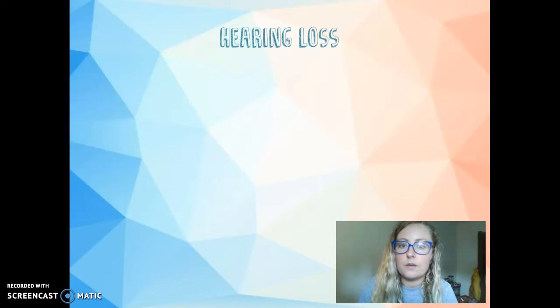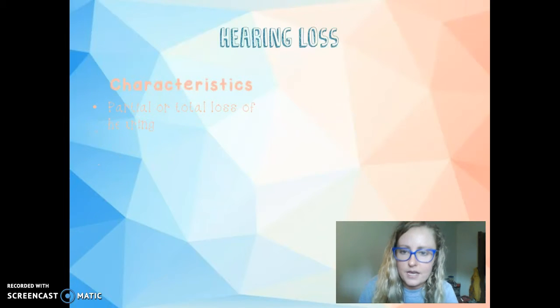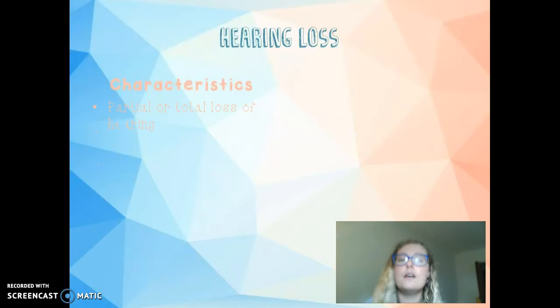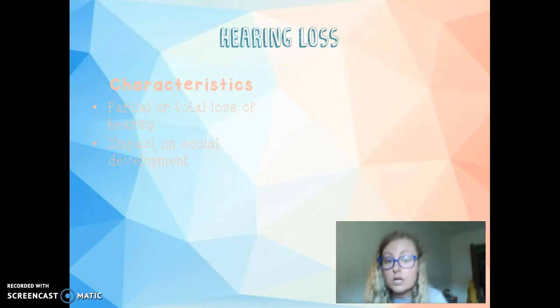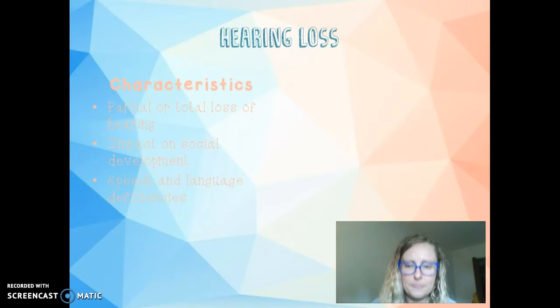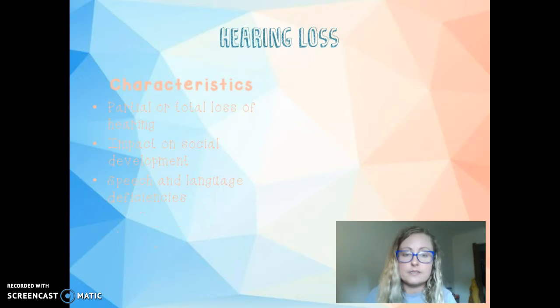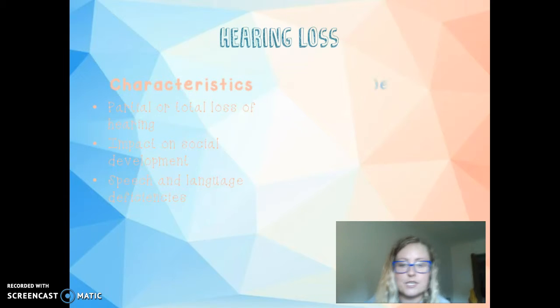Next, I will talk about students that have hearing loss. So some characteristics of that is partial or total loss of hearing. It will have an impact on social development because they are unable to hear. They are often unable to communicate with a shared communication system with other students, and they have trouble making friends because of that. Their speech and language will be delayed again because they are not able to hear speech sounds.